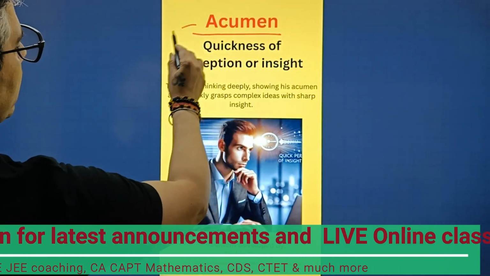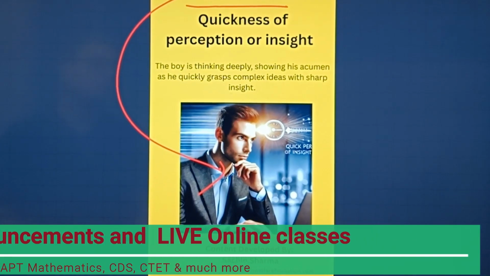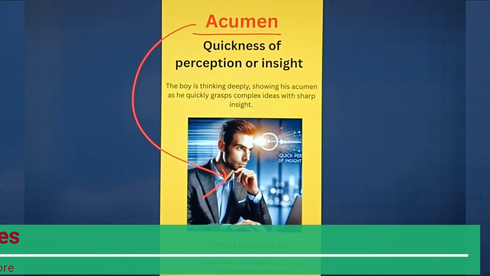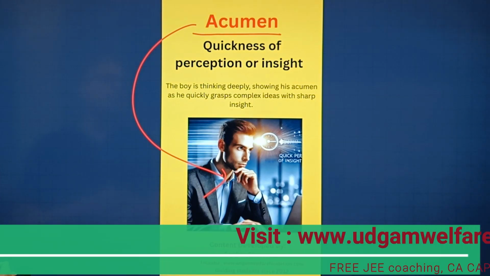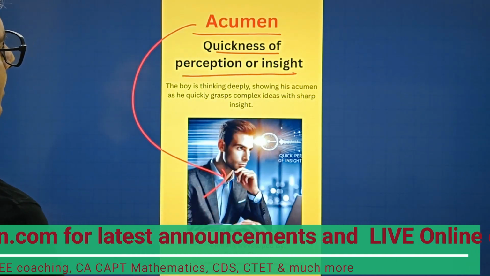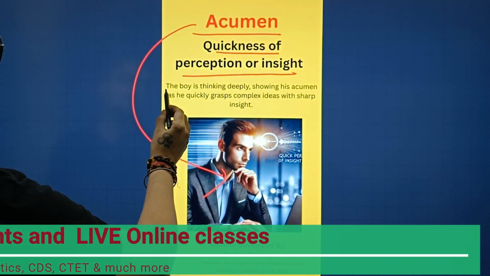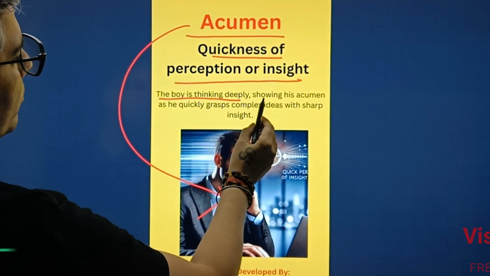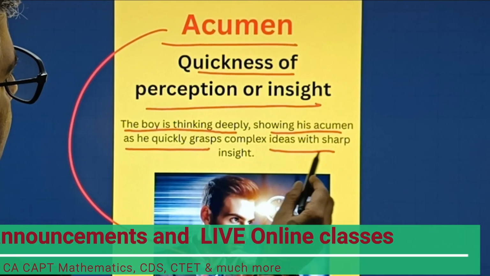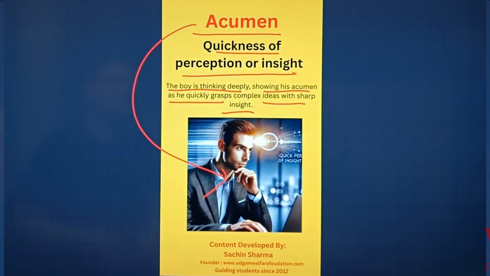If we see the picture here, a person is sitting at a desk and trying to understand something quickly. And if we see the meaning, quickness of perception or insight. Now let's understand with the help of a sentence. The boy is thinking deeply, showing his acumen as he quickly grasps complex ideas with sharp insight here.